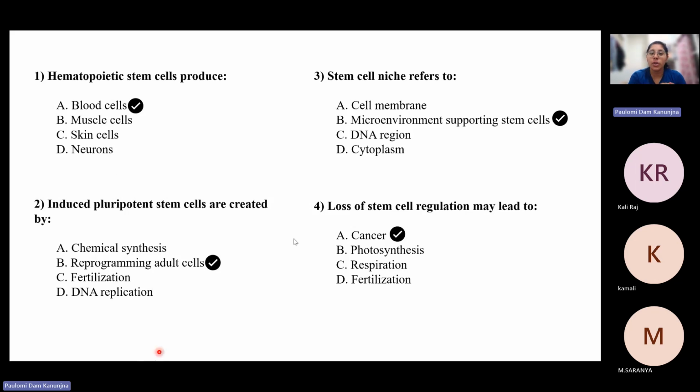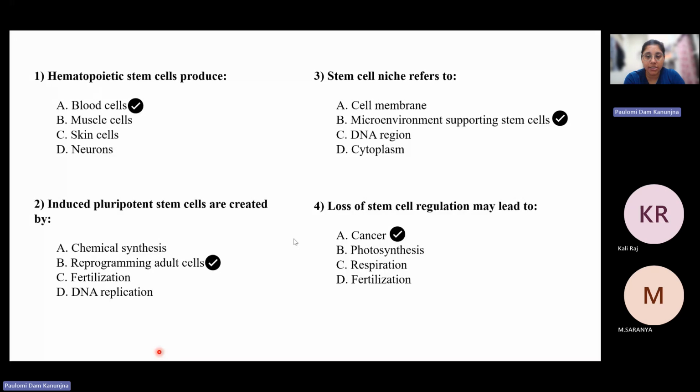That's great. So hematopoietic stem cells produce blood cells, as we already know, and they can form different kinds of cells: red blood cells, white blood cells, platelets. Now, just for your information, muscle cells, the stem cells are called mesodermal progenitors. Okay. Skin cells, epidermal stem cells, and neurons. Neurons are neural stem cells, right?